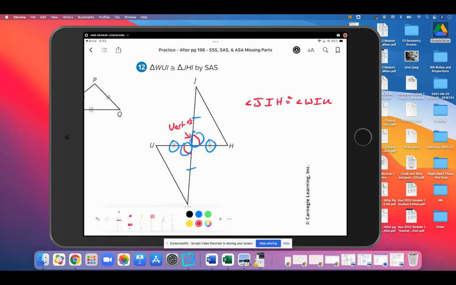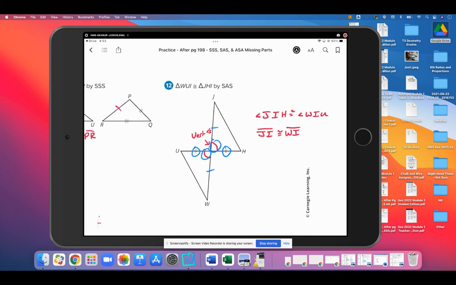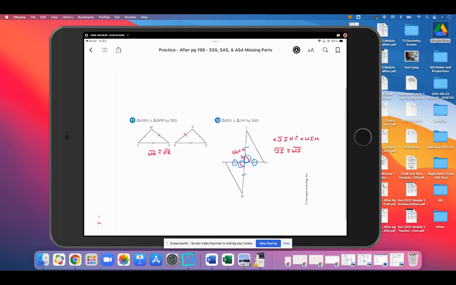So what we would need to prove that these two triangles are congruent by side, angle, side is that the side JI is congruent to the side WI. I don't know why I put an angle symbol there. And that's what we would need for number 12 to use side, angle, side.